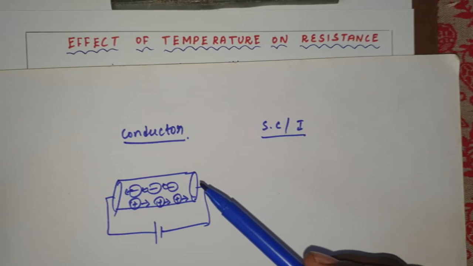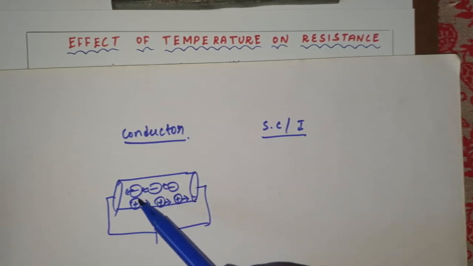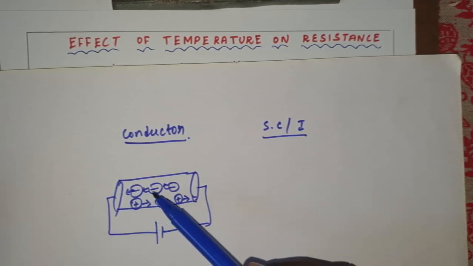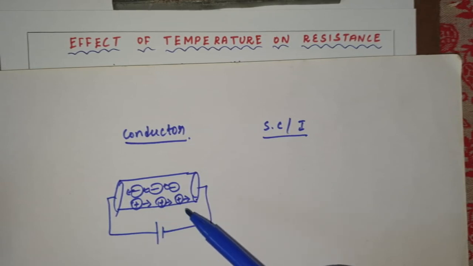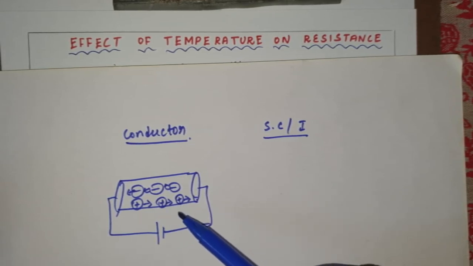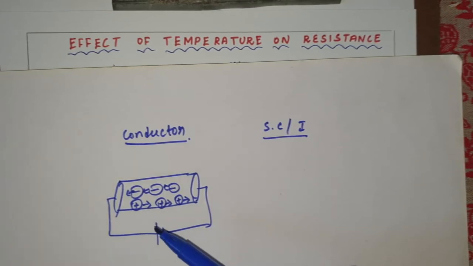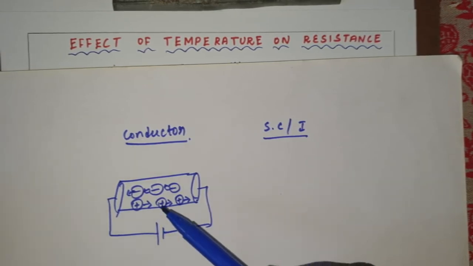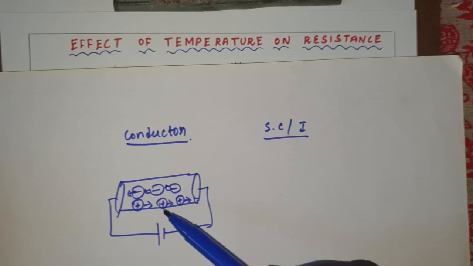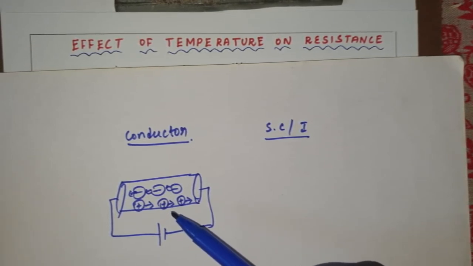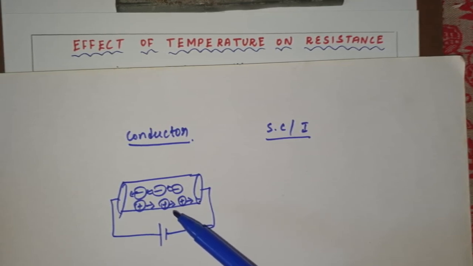So what is happening? The charge cannot be transferred properly from one electron to another electron, or from one proton to another proton. That's why we say that the resistance increases. And also here the collision time considerably decreases, because you get rapid collisions when the temperature is increased.